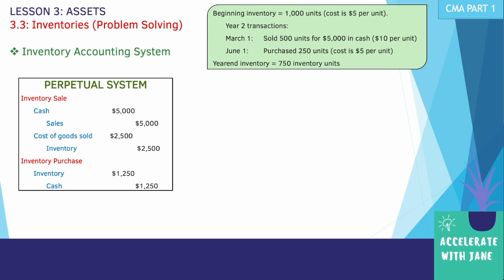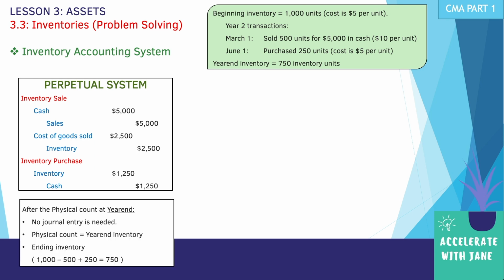Okay, now for the June 1 transaction, the company purchased 250 units and the cost per unit is $5 US dollars. Therefore, when we multiply 250 by 5, we get 1,250. Okay, so the entry here is debit inventory 1,250 and then credit cash 1,250, assuming the company purchased these inventory units on cash basis. Okay, so now at year end, when the company conducts the physical inventory count, since we have recorded the purchases and sale when the transaction occurred, there is no journal entry needed. We just maintain a running balance of the ending inventory, and that is 750 units. Okay, so that is 1,000 less 500 plus 250.